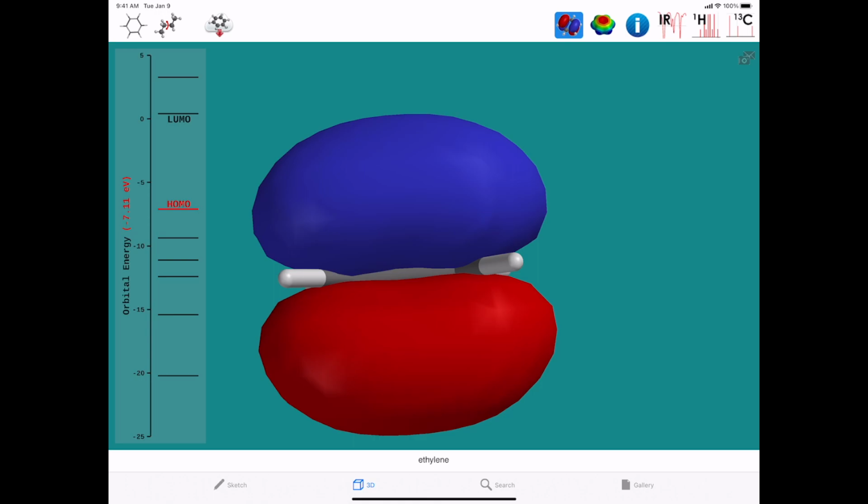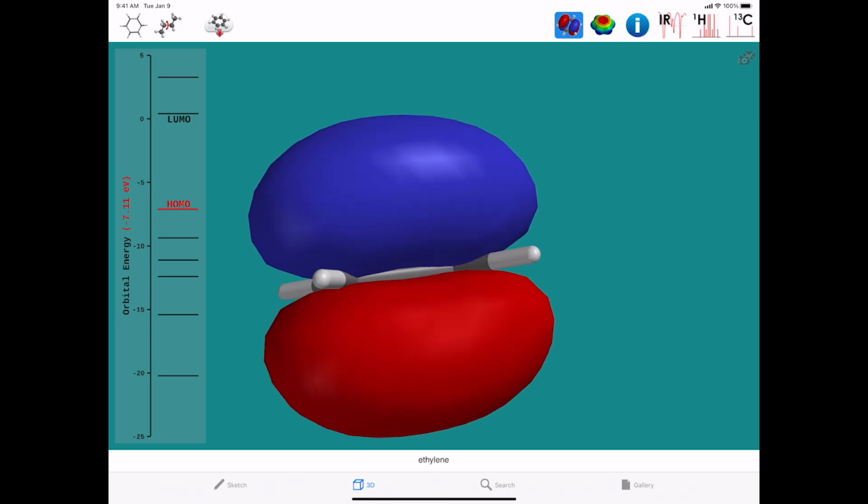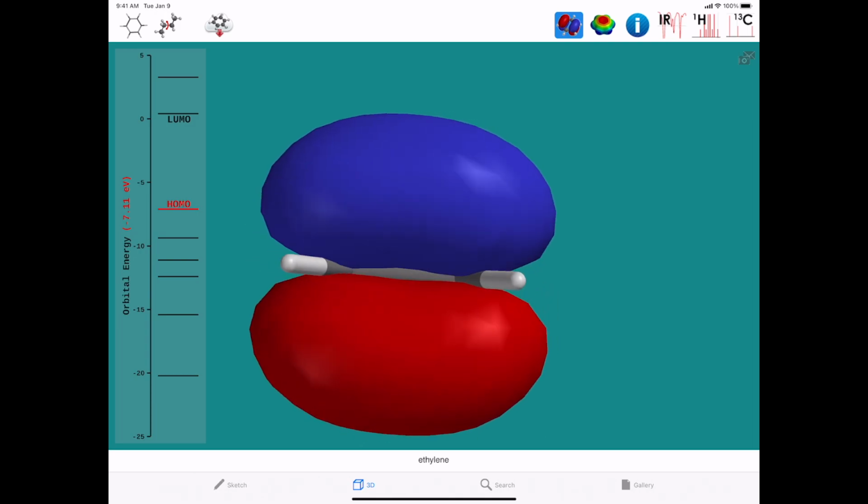It's less about a positive and negative attracting, and more about constructive and destructive interference. The plus and minus isn't about charge. It's about constructive versus destructive interference. So what we're looking at represents the pi bonding orbital. That's right. This represents the pi bonding orbital.